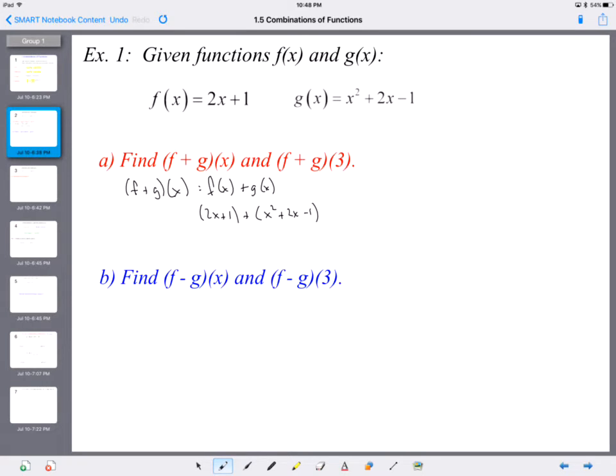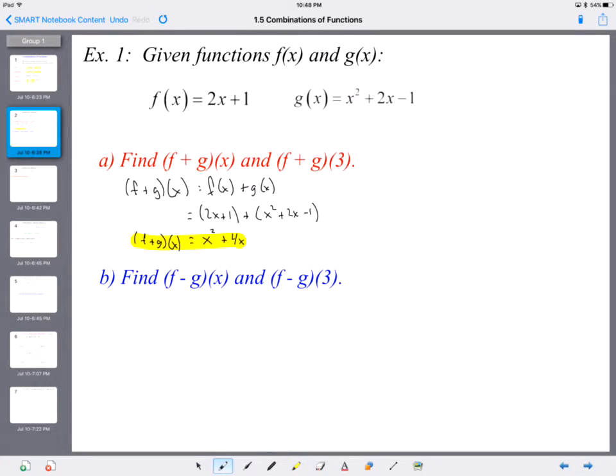Now with addition, not a big deal because sum is commutative. So we can combine our like terms. I want to make sure we have it in standard form, so we put the x squared first, plus 4x, and then the plus 1 and minus 1 cancel out. One of the things in this class that I'm going to be particular about is answering the question. So f plus g of x is equal to x squared plus 4x. That whole thing is your answer, not just x squared plus 4x.